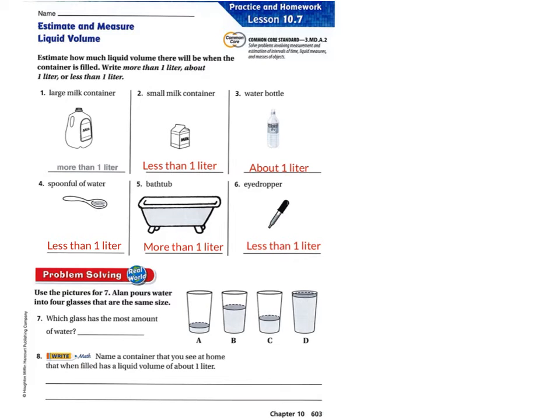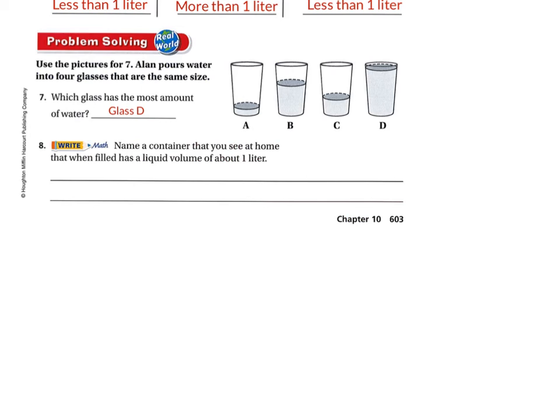And finally, that eyedropper, we sometimes use these in science class, or sometimes babies get fed medicine or take their medicine with an eyedropper, or sometimes pets. It's very small if you've never seen an eyedropper. It's smaller than a pencil usually. So that is less than 1 liter, smaller than the water bottle. So less it is. Let's move on to number 7.